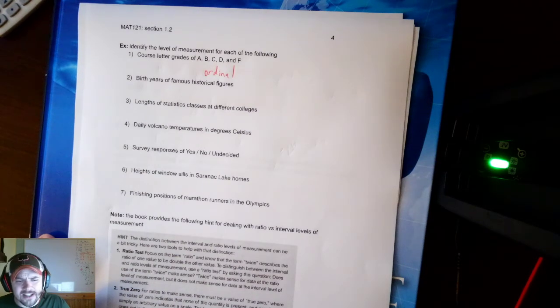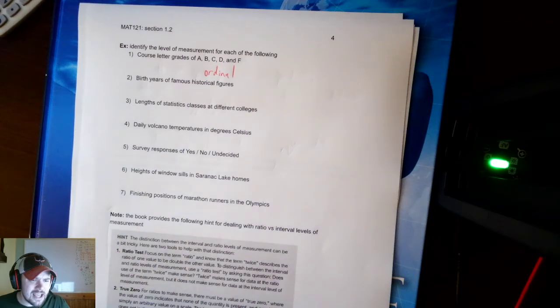Can you subtract years? If I take 1995 and subtract 1990, that has a meaning, doesn't it? That means 5 years had passed. 5 years of time is the difference between there. The subtraction means something. So there are differences. So I've eliminated nominal because there was an order between years. I eliminated ordinal because I can subtract years. Now I'm between interval and ratio.